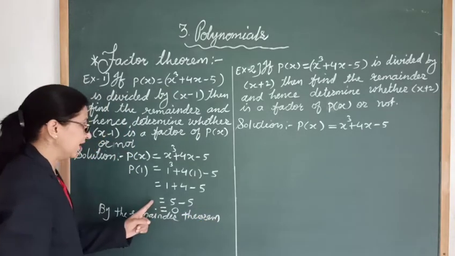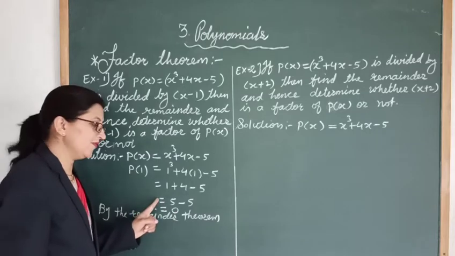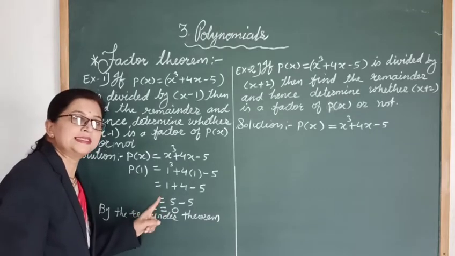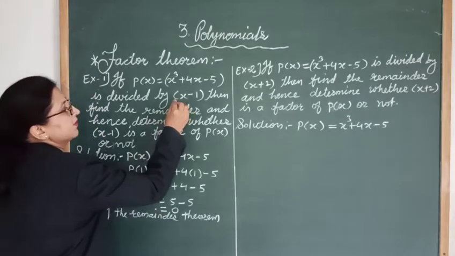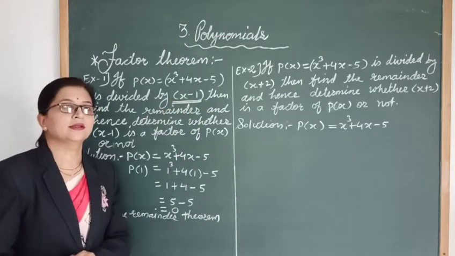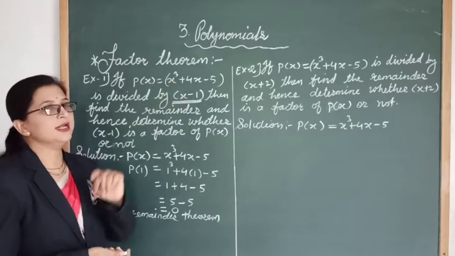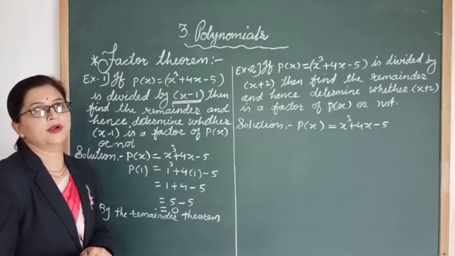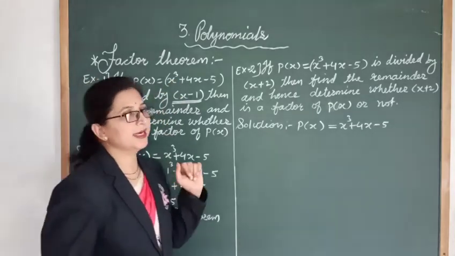as we got the value of this polynomial 0, we can say that this x minus 1 is the factor of this polynomial x cube plus 4x minus 5. Okay. Now let's see another example.